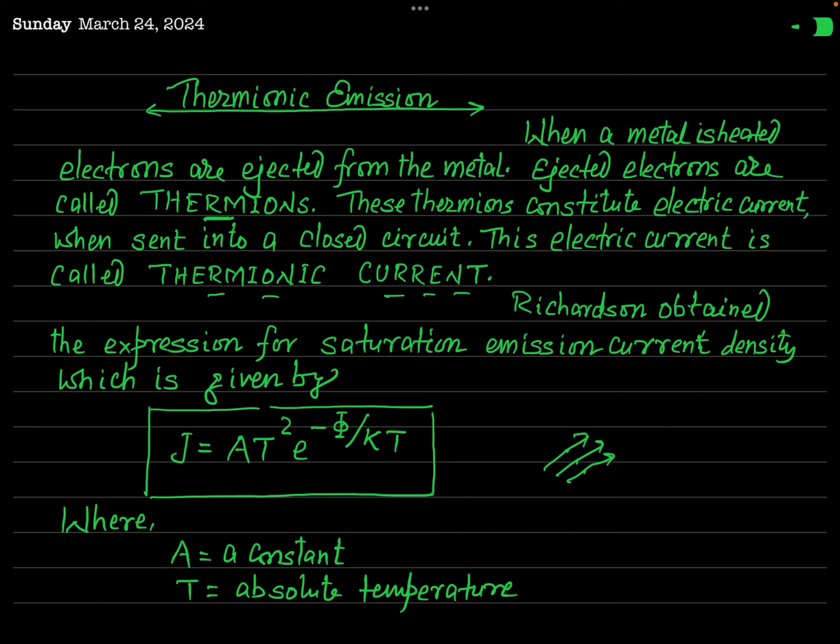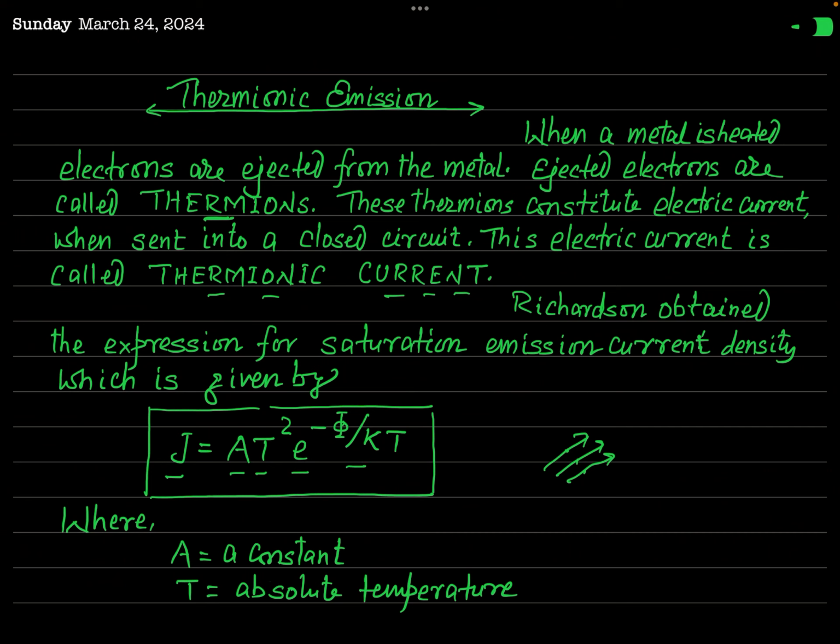And what will be the current density due to that saturation emission current? That was obtained by Richardson. Okay, and the expression which defines the saturation current density is called the Richardson equation or Richardson-Dushman equation. In fact, you will see later in this lecture that if J is the saturation emission current density, then J is given by this formula: J equals A times T squared times e to the power minus phi over kT.